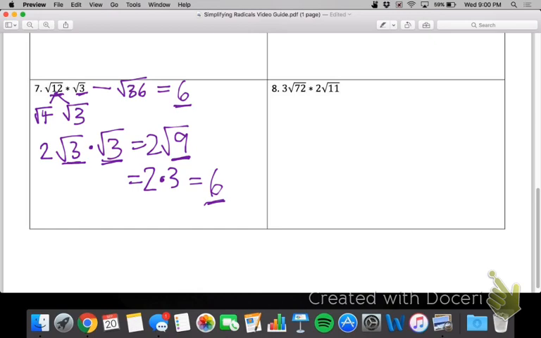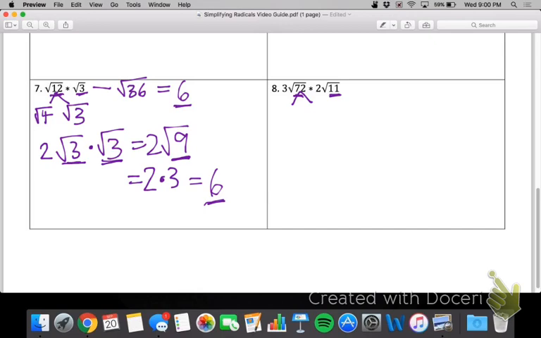and then last example, we have 3 square root 72 times 2 square root 11. So 72 times 11, if I were to multiply these first, I would have to simplify square root of 792. And that's a very large number, and I don't know the factors of that off the top of my head. So in this problem, it's better to simplify the square root of 72 first, because then we'll deal with smaller numbers to simplify at the end.